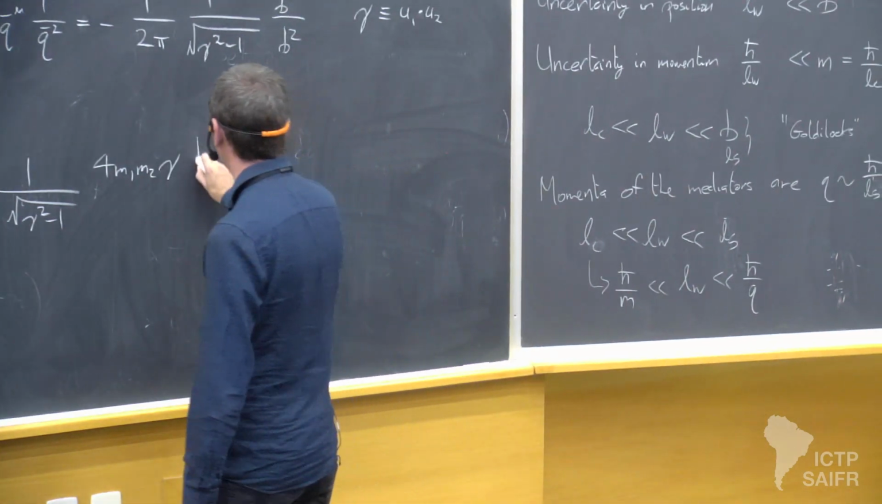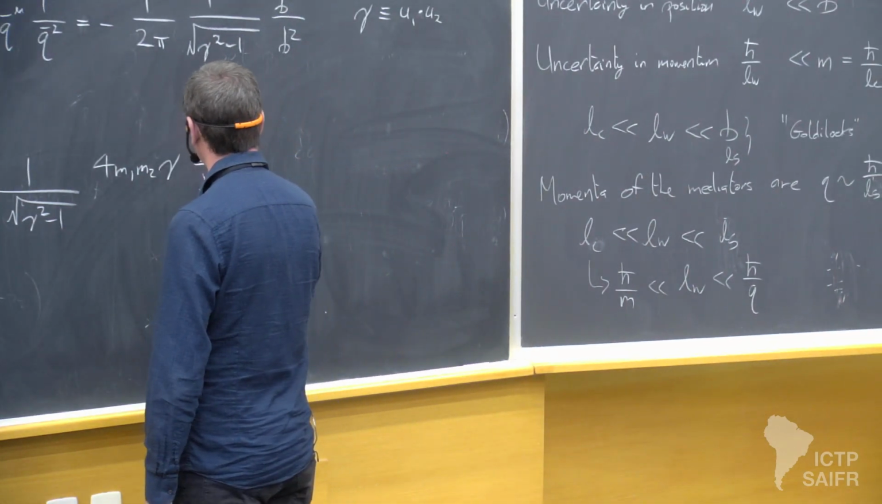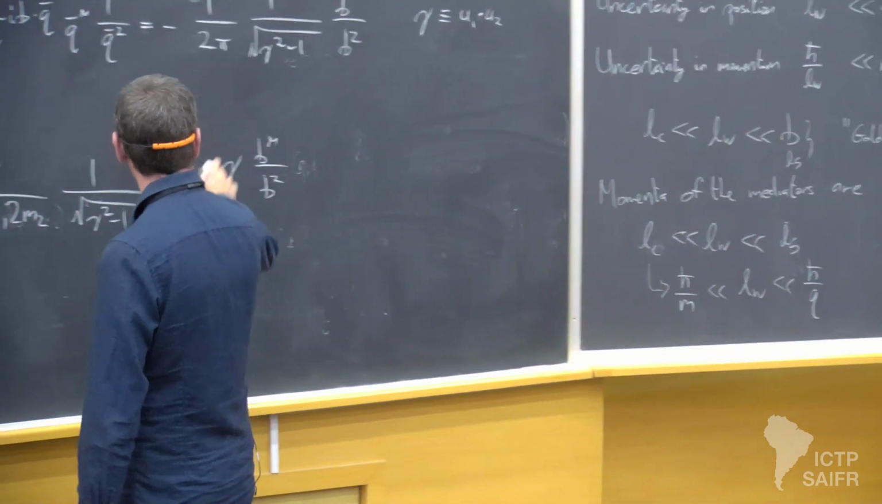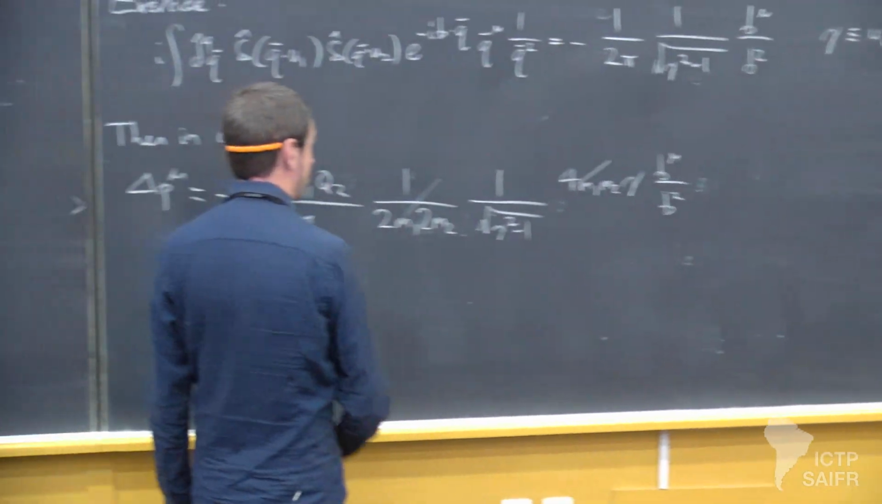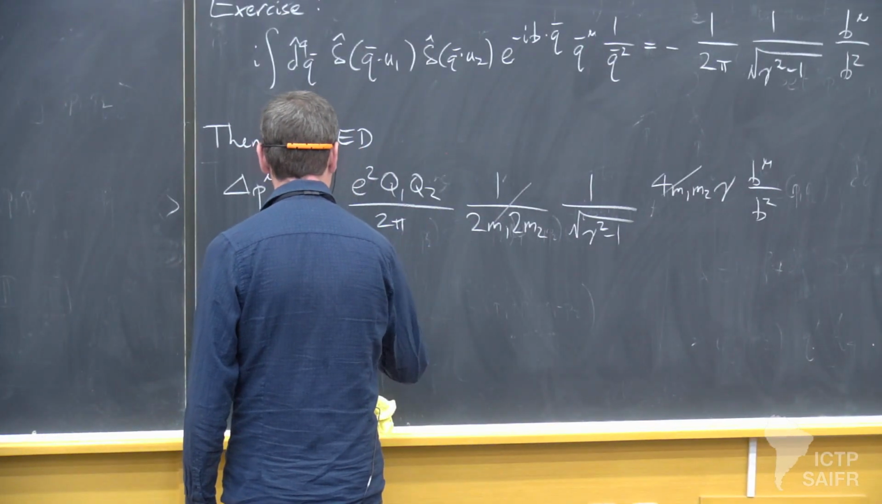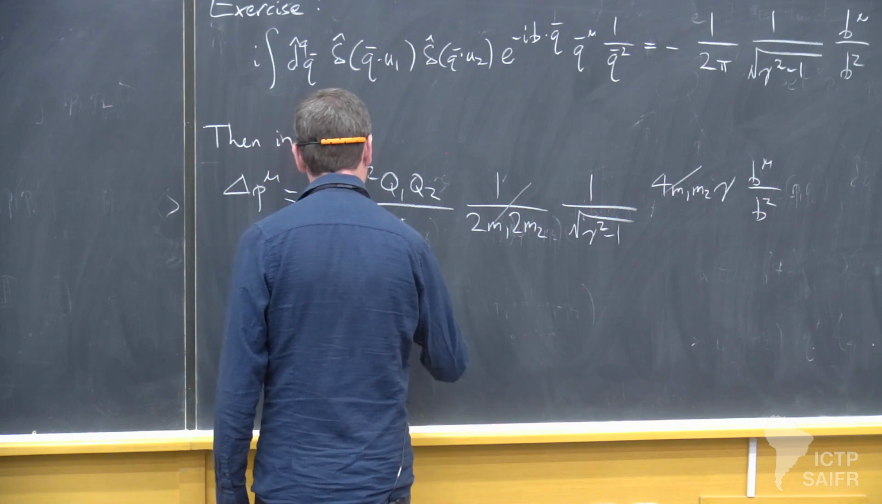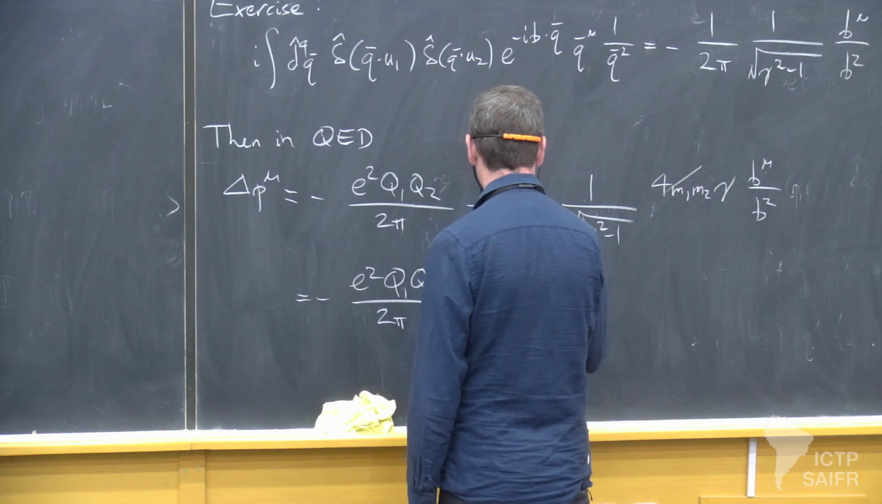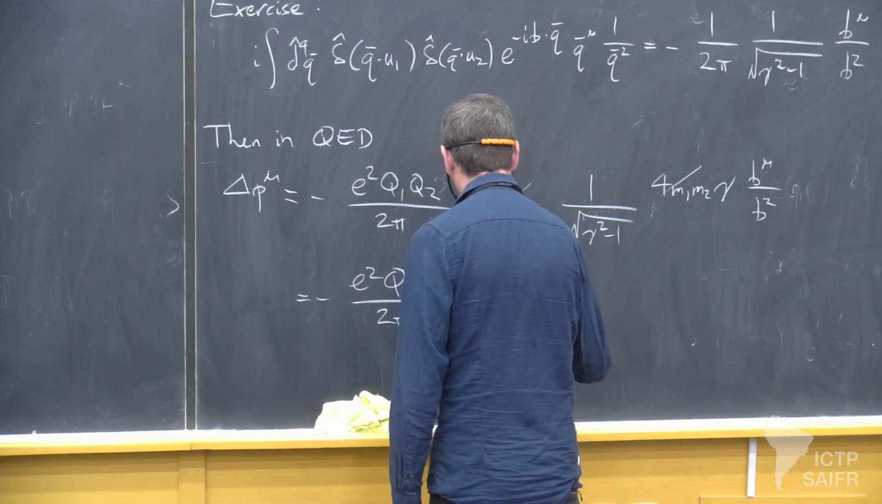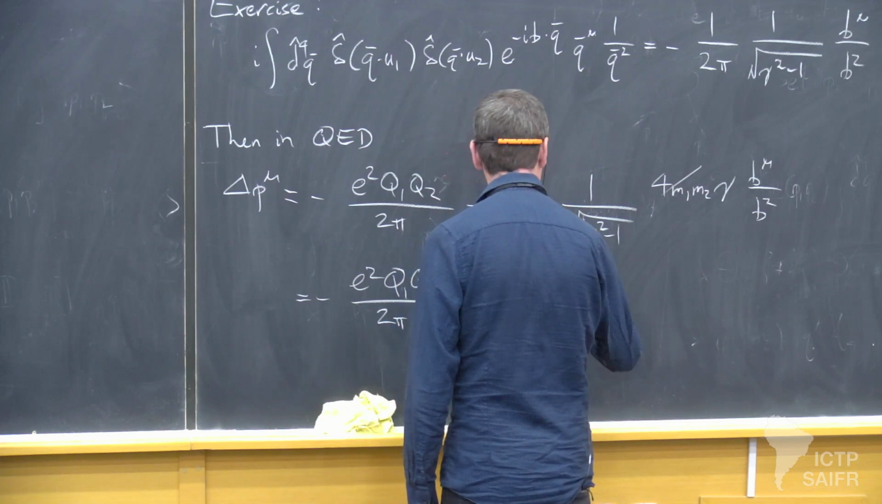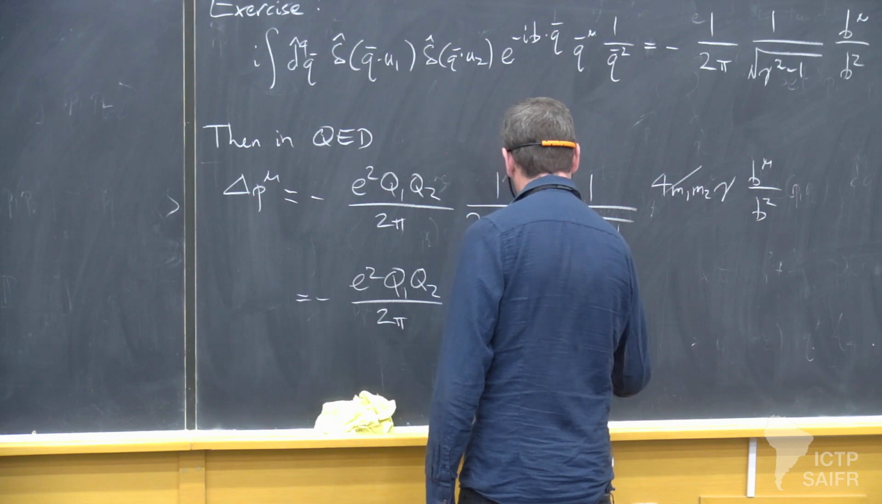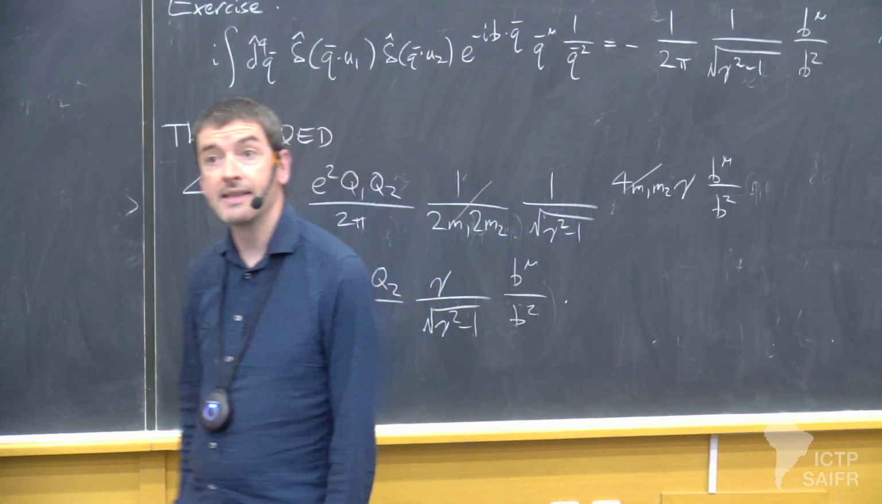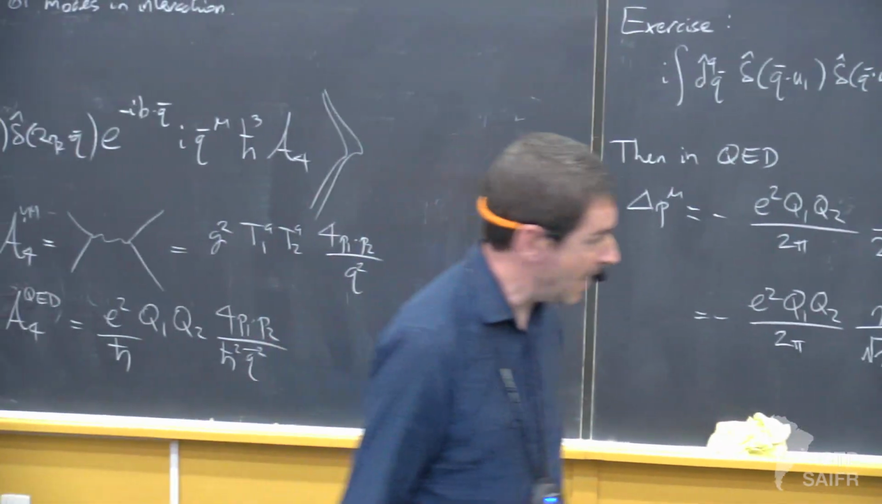b^μ over b squared. Okay, so this factor here cancels against that factor there. The result is minus e squared Q1 Q2 over 2 pi, gamma over root gamma squared minus 1, and b^μ over b squared. Okay, so that's the impulse in E and M.